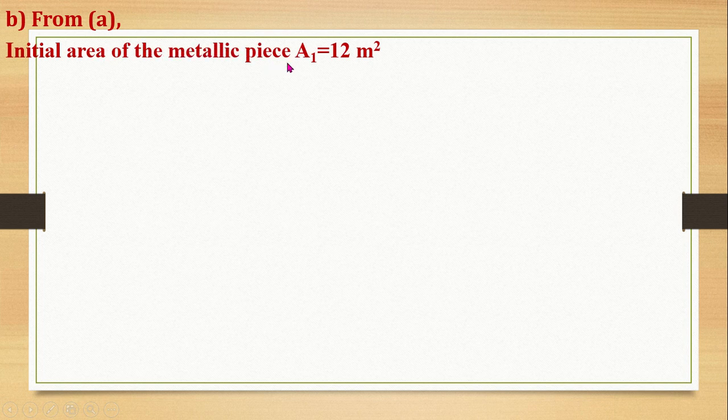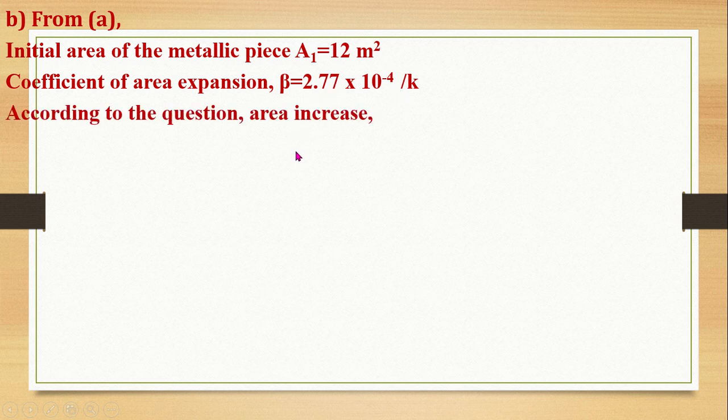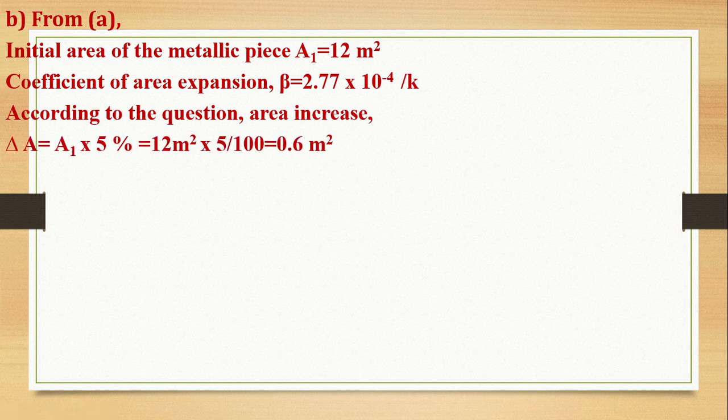So from A, initial area of the metallic piece A1 equal to 12 square meter. Coefficient of area expansion beta equal to 2.77 into 10 to the power minus 4 per Kelvin. According to the question, area increase del A equal to 5% of A1. That is, 5 by 100 into 12, 0.6 meter square.